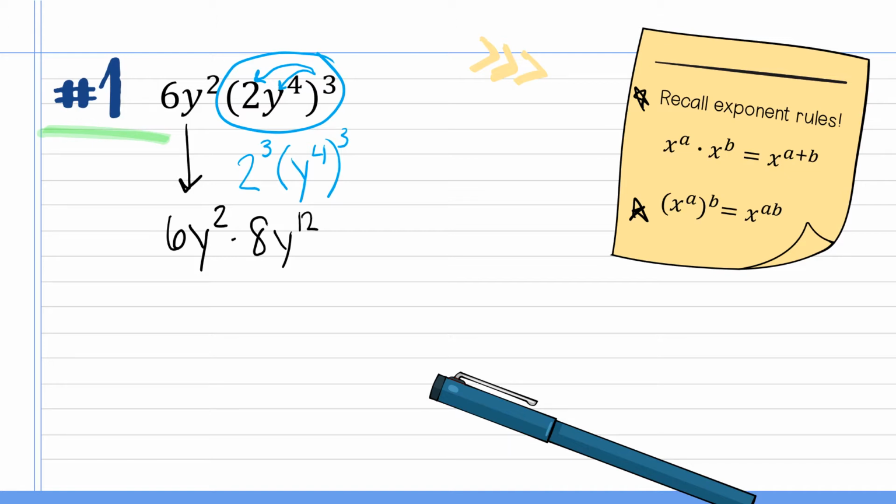So now because everything is multiplication, we want to multiply the pieces together that we can. Starting by multiplying our numbers, 6 times 8 gives us 48. And now we want to go ahead and multiply our variables, so we have y squared and y to the 12th. To do this, we're going to be using this property. Notice we have the same base of y, so we can go ahead and add our exponents together. So our answer is going to be 48 and then y to the 2 plus 12 power, or to the 14th power.